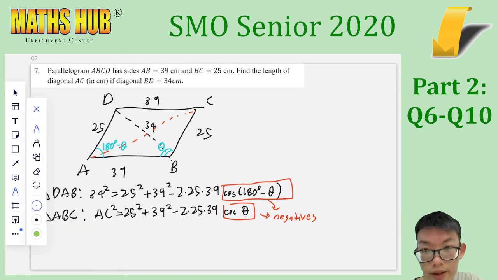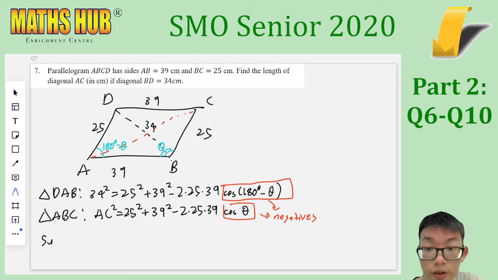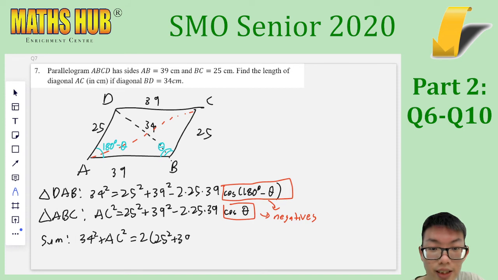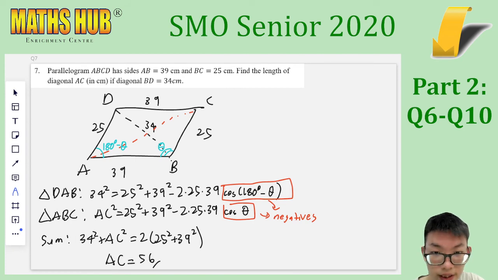So let's do that. We can sum the two equations. 34 squared plus AC squared becomes 2 times 25 squared plus 39 squared. So at this point, I'll leave you to do the calculation on your own. However, it would simplify to AC is equal to 56.